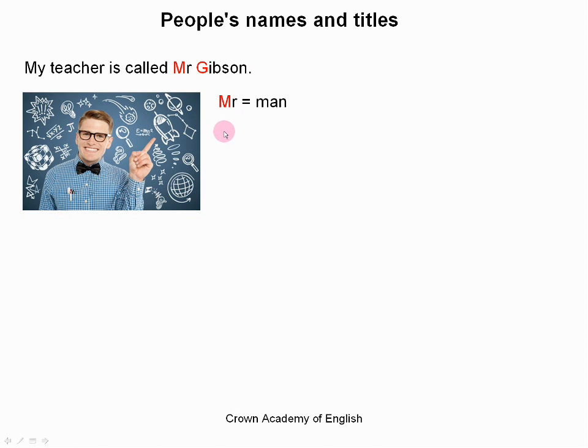So the title for a man is Mr. with a capital M. For a married woman, the title is Mrs. We pronounce this Mrs. Also with a capital M. And for a single woman, the word is Miss, and we also write it with a capital M. So these are three titles.